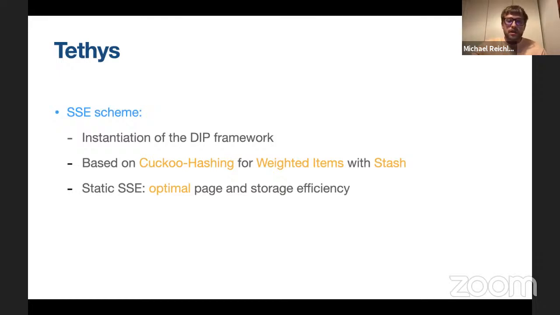But what we show is that we can construct an efficient DIP scheme based on cuckoo hashing for weighted items with stash. This is essentially a generalization of existing cuckoo hashing literature that also works for weighted items. And we show that given a stash, it actually has a negligible failure probability. So essentially you can always allocate your lists in such a way, even if you have no control over how your lists are distributed and only access to the total number of items. And essentially this we can use in order to construct a static SSE scheme by plugging this DIP scheme into the framework. And then we get a scheme with optimal page and storage efficiency. Constant for both. And that's basically the main result of the paper.